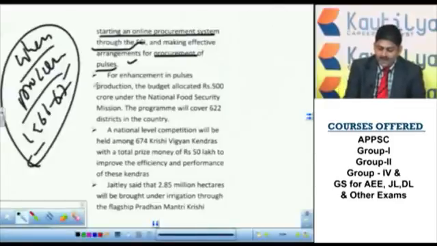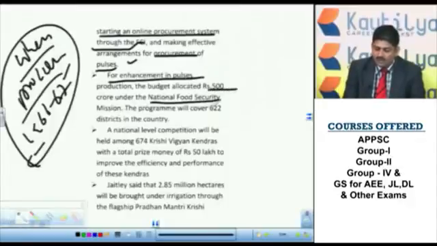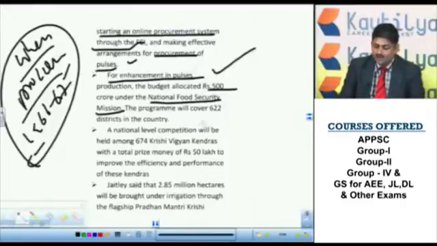Now for the enhancement of pulses production, the budget allocated 500 crore under the National Food Security Mission. So they may ask you how much allocation was made for the enhancement of pulses under the National Food Security Mission. It is 500 crore. And another most important thing for this particular one, it is extended to 622 districts across the country.